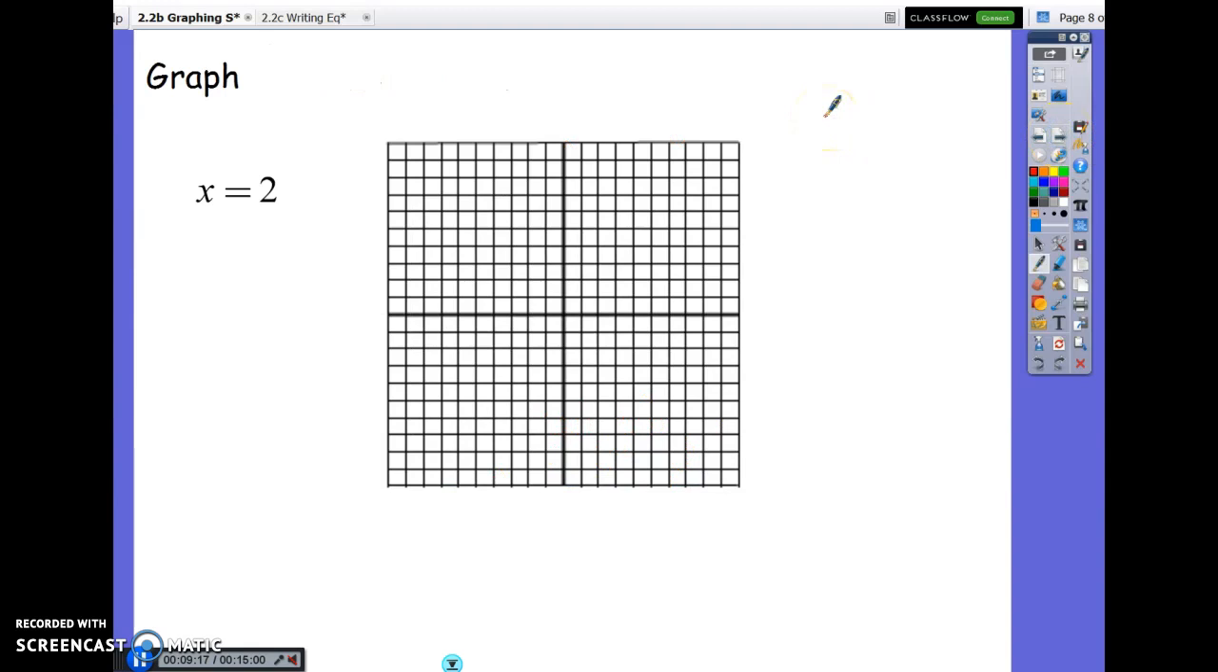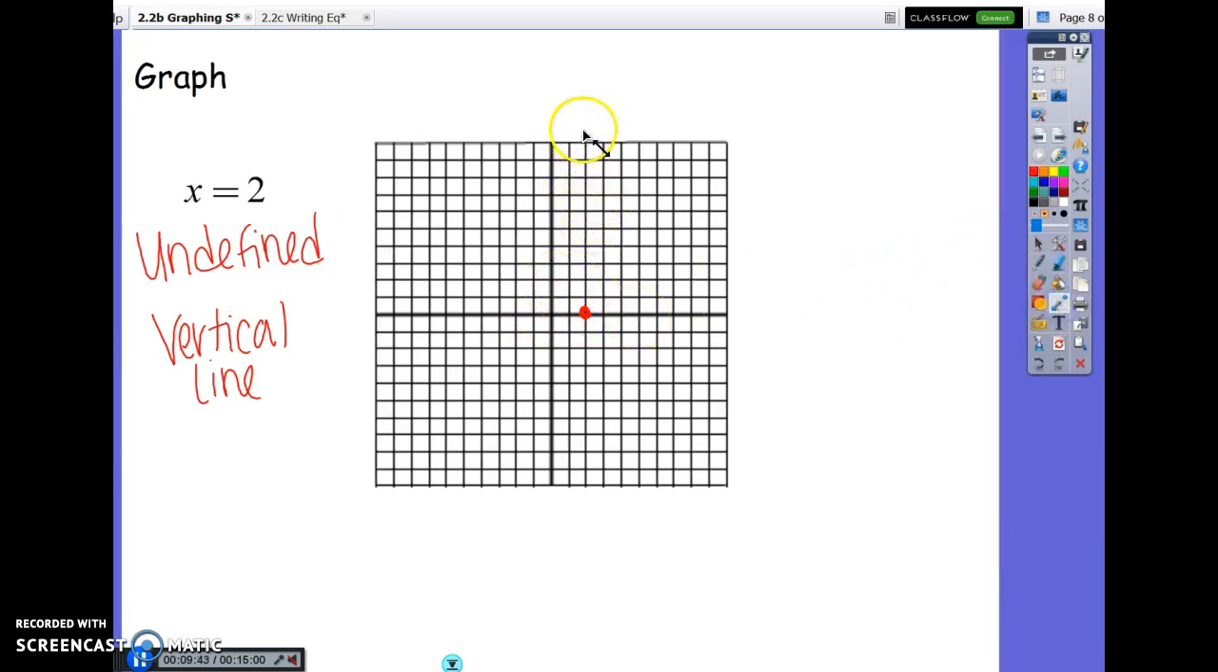We also have that special case where we have x equal to some number. Notice how there's no place for our m. This is our undefined slope. We want to start recognizing that this means we're going to have a vertical line, where x is always equal to 2. So I'm going to find 2 on my x-axis, and then I just want to draw a vertical line passing through that point. And that is our graph, x equals 2.